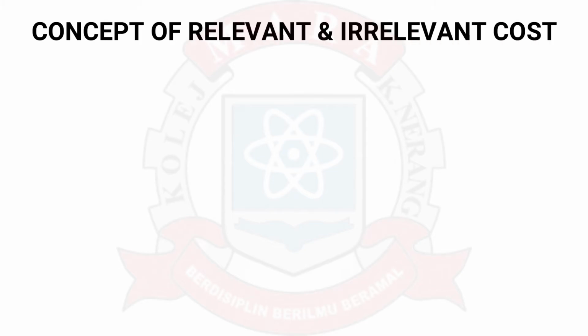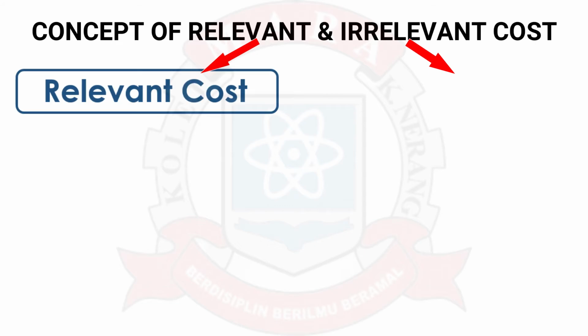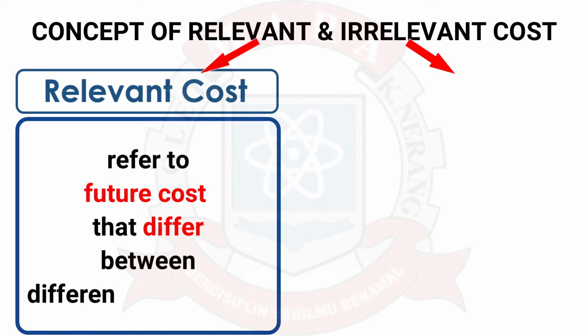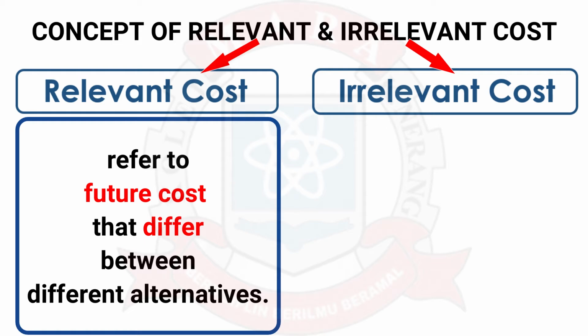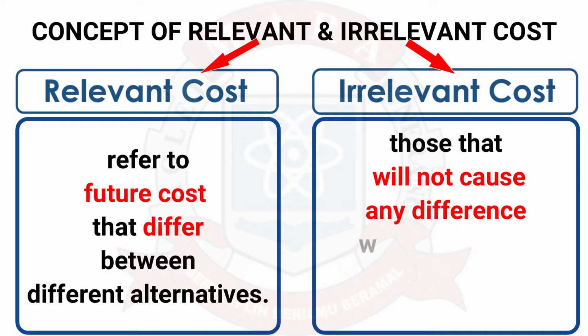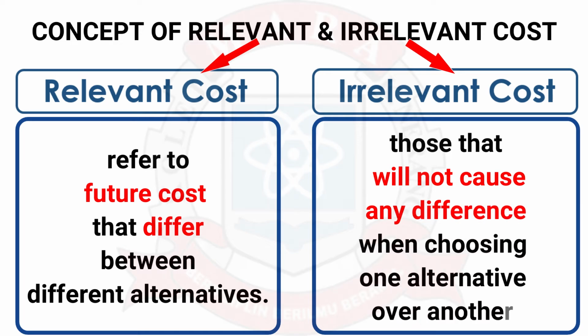The concept of relevant and irrelevant costs is divided into two, of which relevant costs refer to future costs that differ between different alternatives, whereas irrelevant costs are those that will not cause any difference when choosing one alternative over another. Got it? Good.